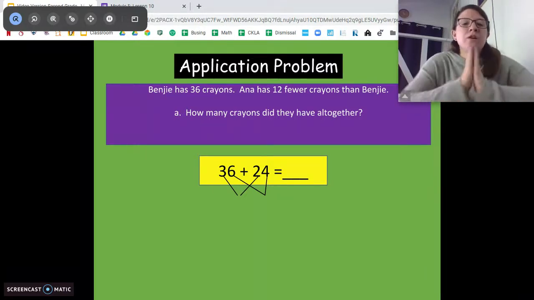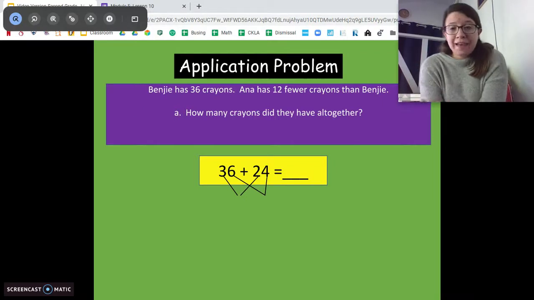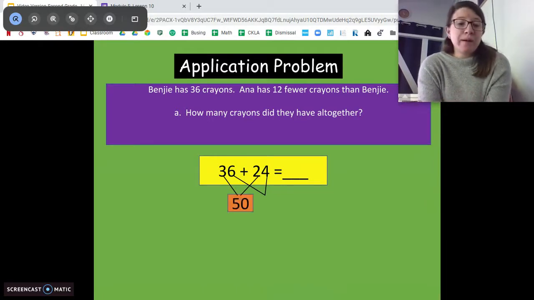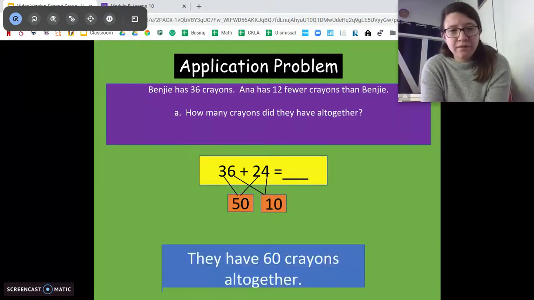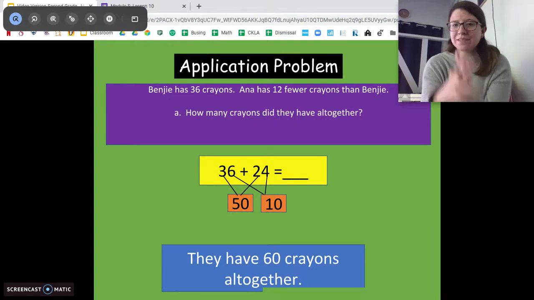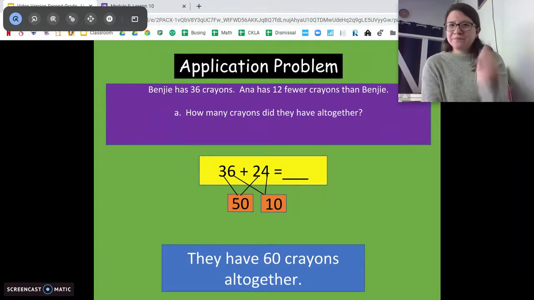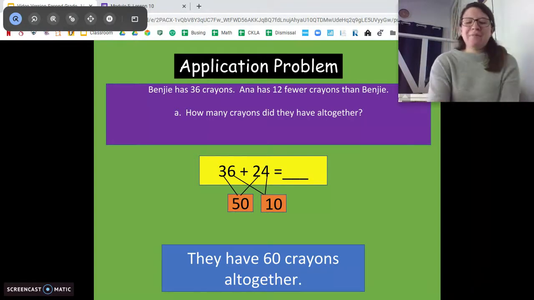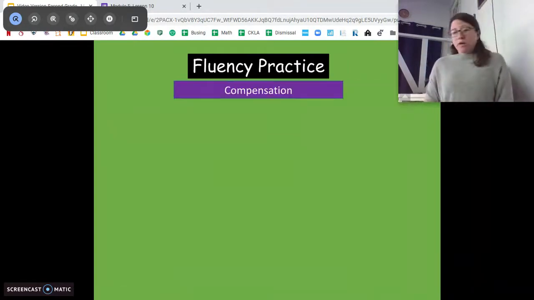Got it? Okay, so I'm going to solve by adding like terms. So my 10s, I see 30 and 20, 3 10s and 2 10s. So I'm going to add that, and I'm going to get 50. And then my 1s, I see a 6 and a 4. 6 plus 4 is 10. So now I can add my 50 plus my 10, and I get 60. They have 60 crayons altogether. How'd you do? Good. All right. You can put your paper to the side.